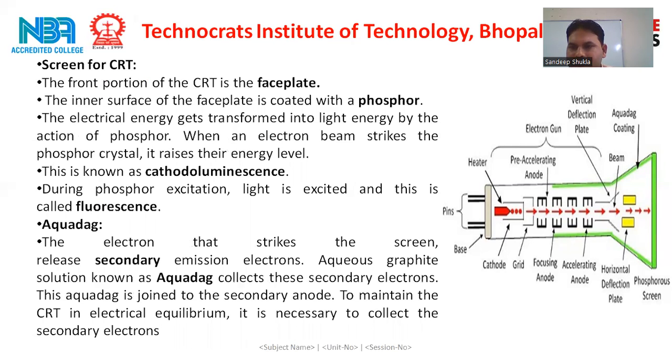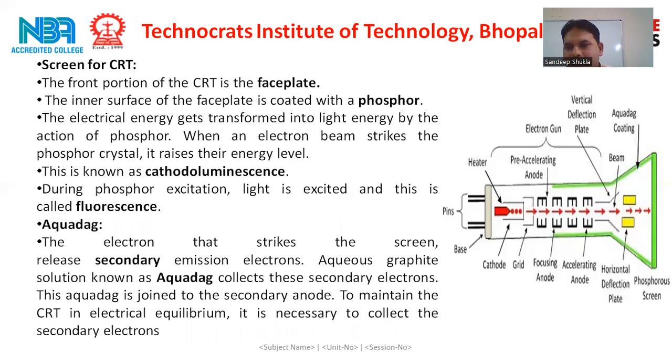Next part of the CRT is the screen. The front portion of the CRT is the faceplate, and the inner surface of the faceplate is coated with phosphor. Electrical energy gets transferred into light energy by the action of the phosphor. When the electron beam strikes the phosphor crystal, it raises their energy level. This is known as cathodoluminescence. During phosphor excitation, light is emitted and this is called fluorescence.